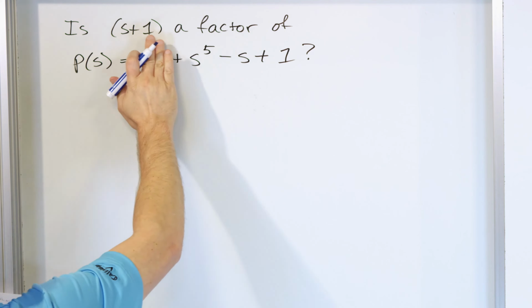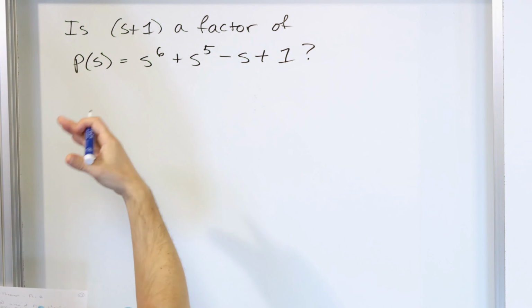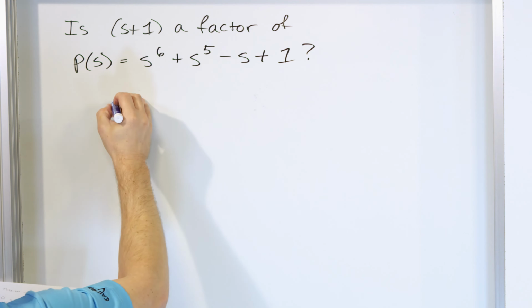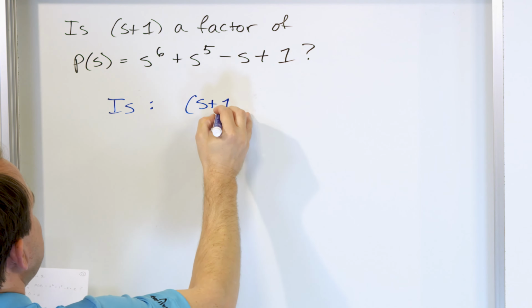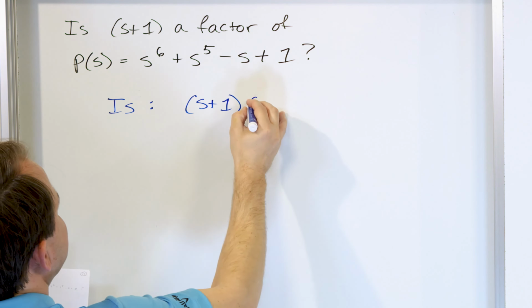When it's asking if this is a factor of this polynomial, another way of thinking about it is: is it true that s plus 1 times q of s, whatever other factors the polynomial has, is equal to p of s? You see there are 6 of them here, so there are 6 more factors. We're wrapping all of that up in terms of q of s. So in other words, can this polynomial p of s be written as s plus 1 times more factors?